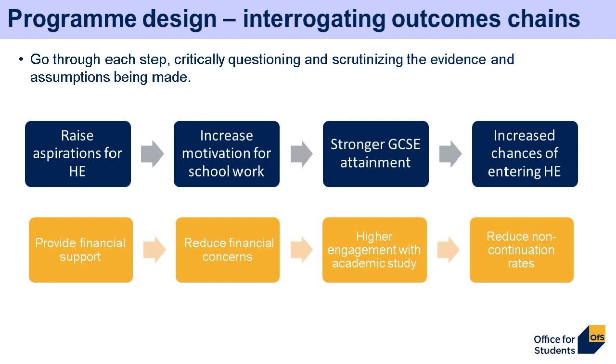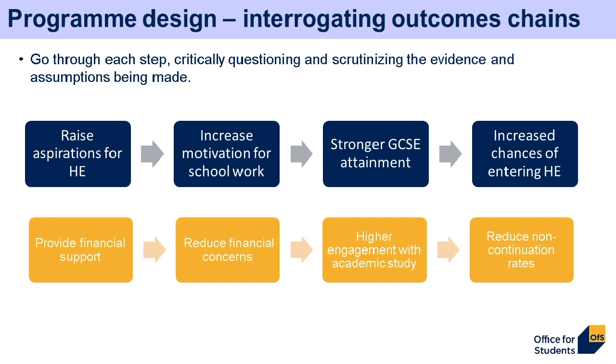So your ultimate goal, and in the example on the screen, there are two examples, but the top one is around increasing chances of entering higher education. That's your ultimate goal. Then the changes that you'll see in the short to medium term, your interim outcomes. In this example, there's increased motivation for schoolwork and therefore stronger GCSE attainment. And then the activities that you're planning to undertake to affect your desired change, and in this top example, some form of outreach activity that aims to raise aspirations for higher education.